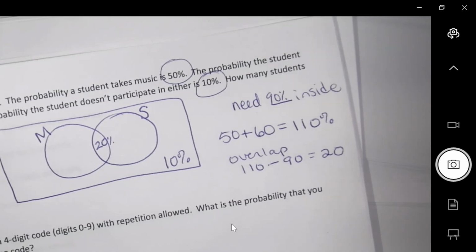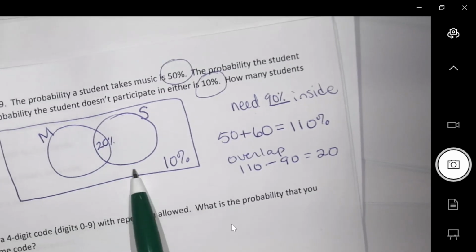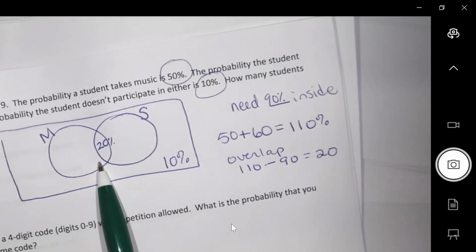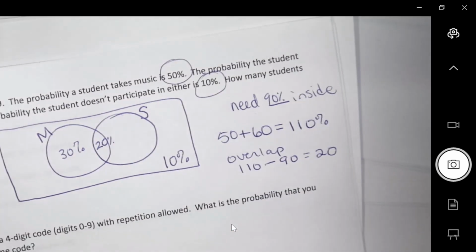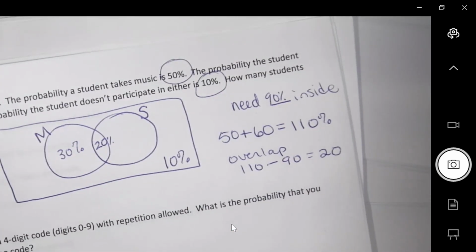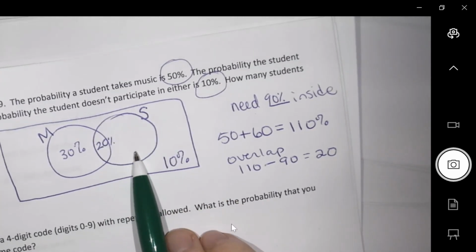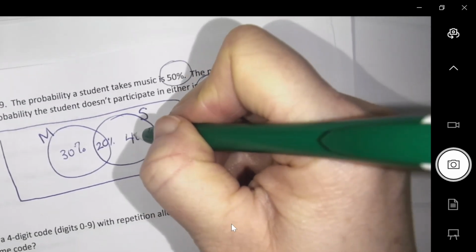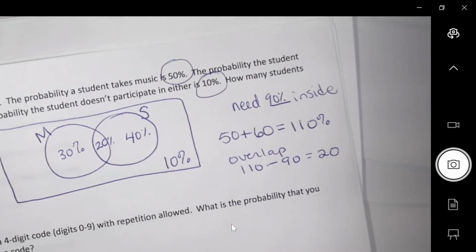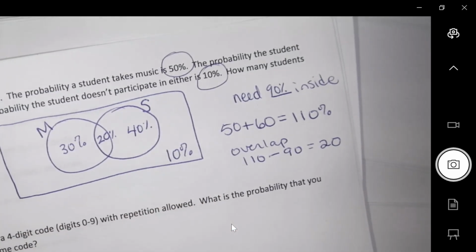Okay, so now we go back to the individuals. So music, I need 50% in that bubble. So this would leave me 30%. The sports bubble needs to be 60 altogether, so now that would be 40. Everything that you have in here should always add up to 100. Whatever you've written inside somewhere needs to be 100.